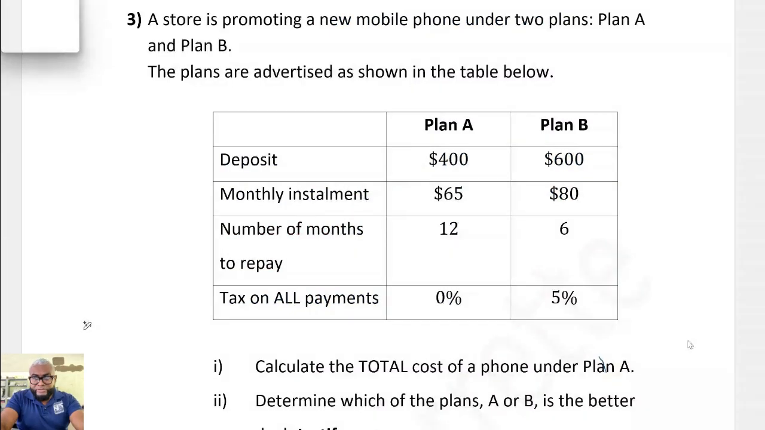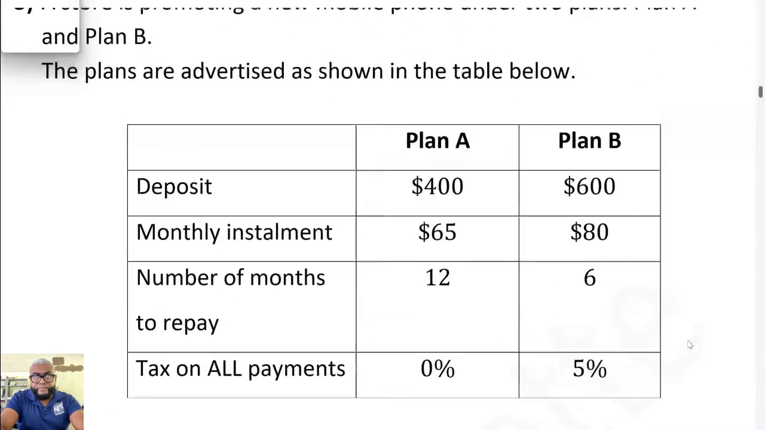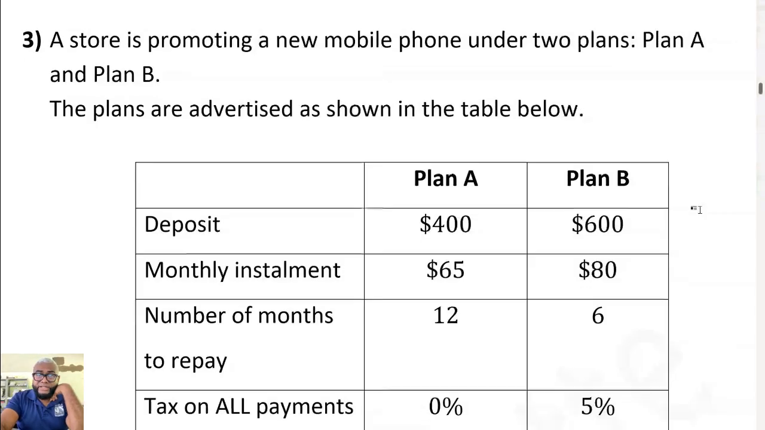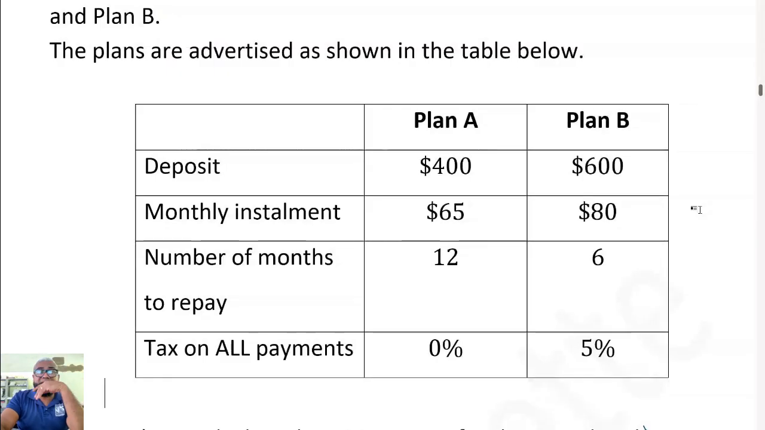Right. So number 3. They said a store is promoting a new mobile phone under two plans, Plan A and Plan B. The plans are advertised as shown on the table below. So basically, for Plan A, you can pay a deposit of $400 and monthly installments of $65 for how many months? $65 for 12 months. Any tax on the payments?